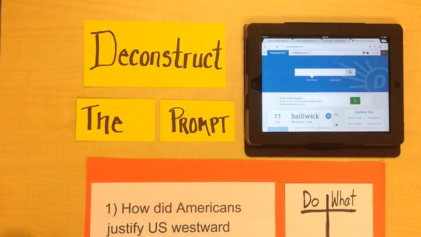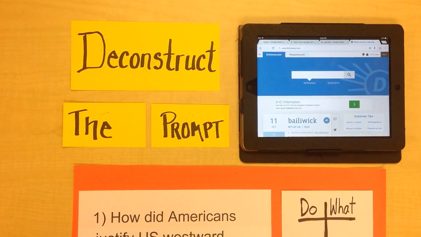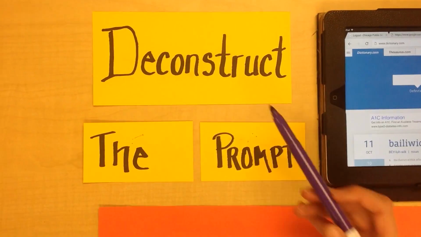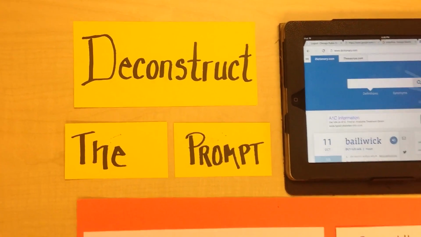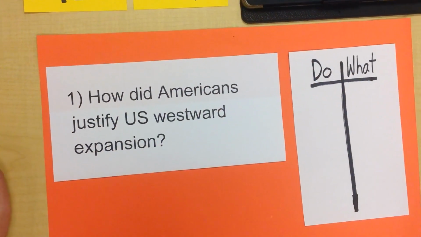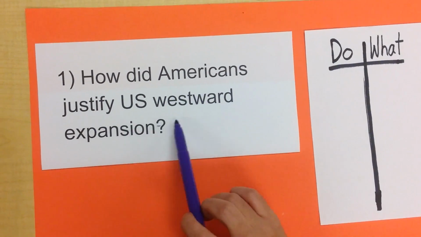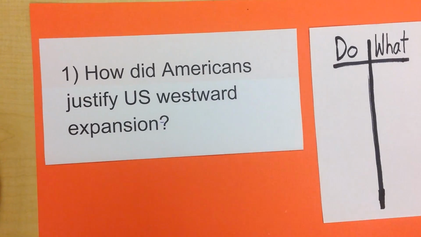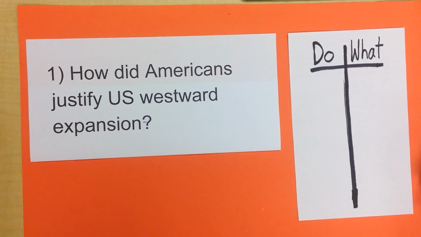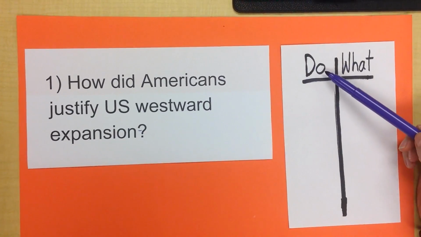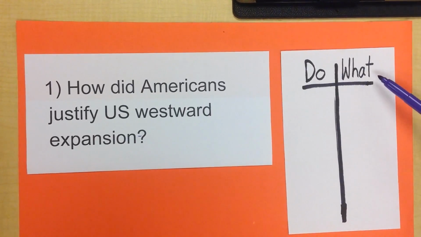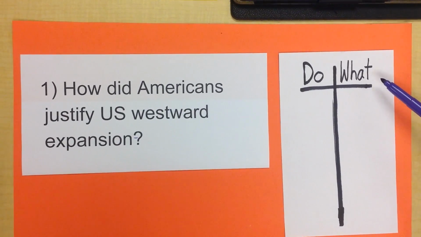In this video, I'm going to show you the steps you need to take in order to deconstruct a prompt. The prompt that we are going to be deconstructing today is, how did Americans justify westward expansion? In order for us to deconstruct the prompt, we need to understand what is the prompt asking us to do and what is the prompt about.